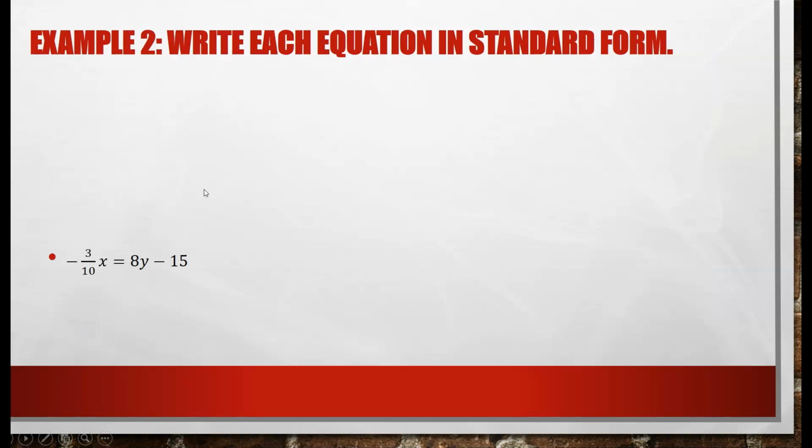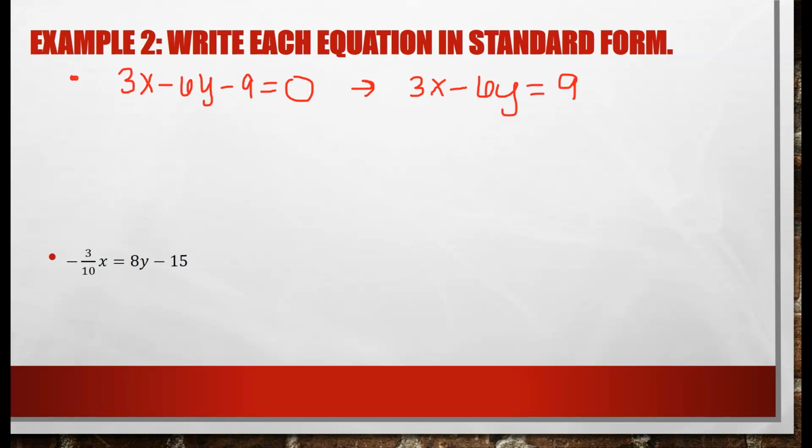All right. So example A, we have 3x minus 6y minus 9 equals 0. To put that into standard form, I need to move the 9 to the other side. So I have 3x minus 6y equals 9.